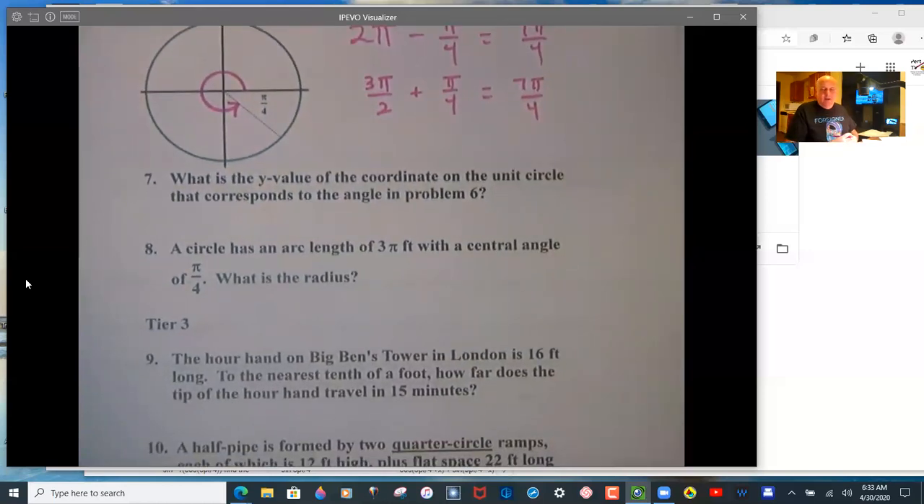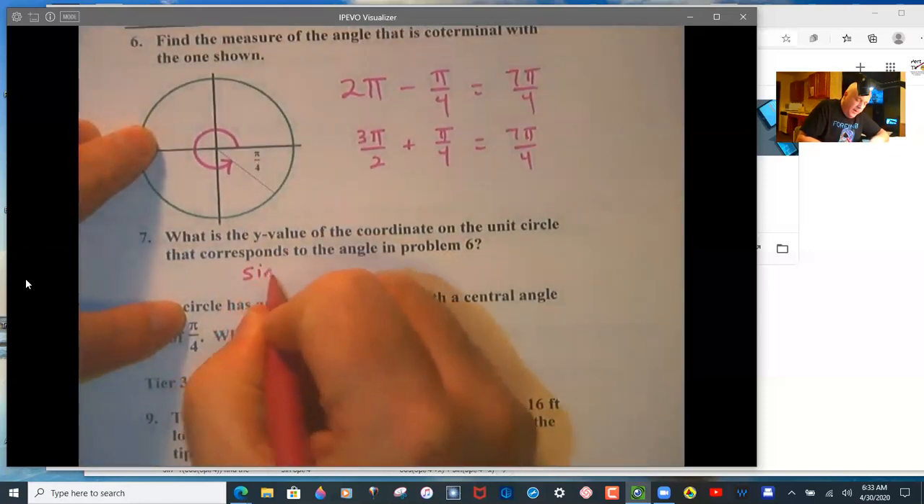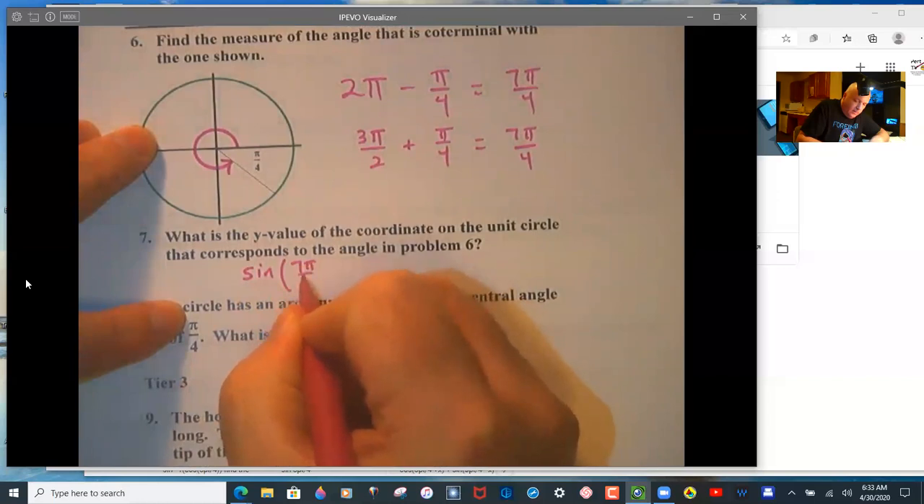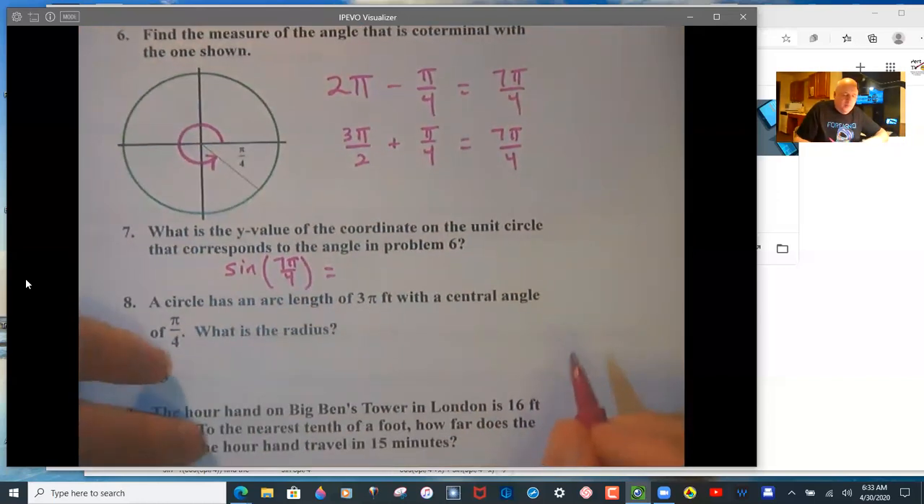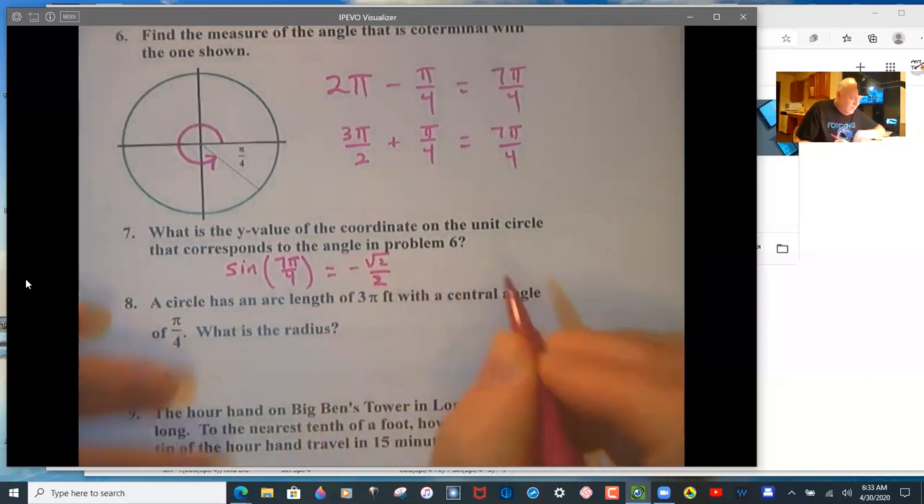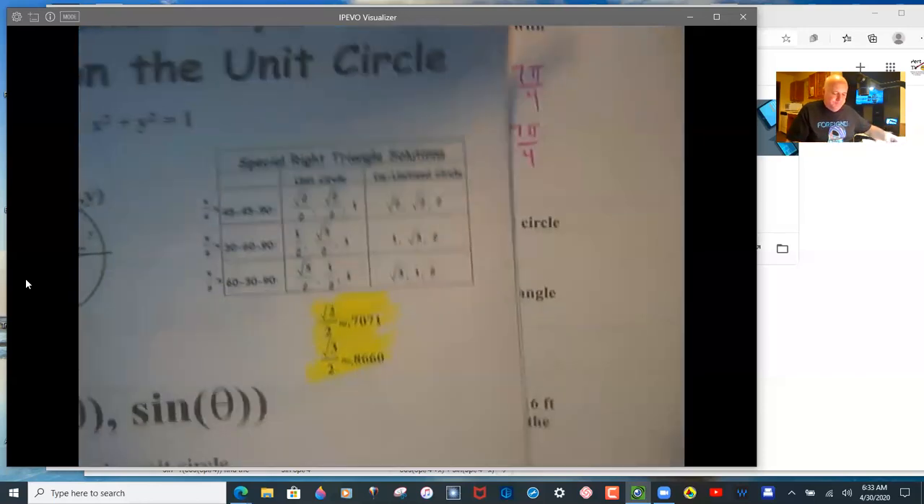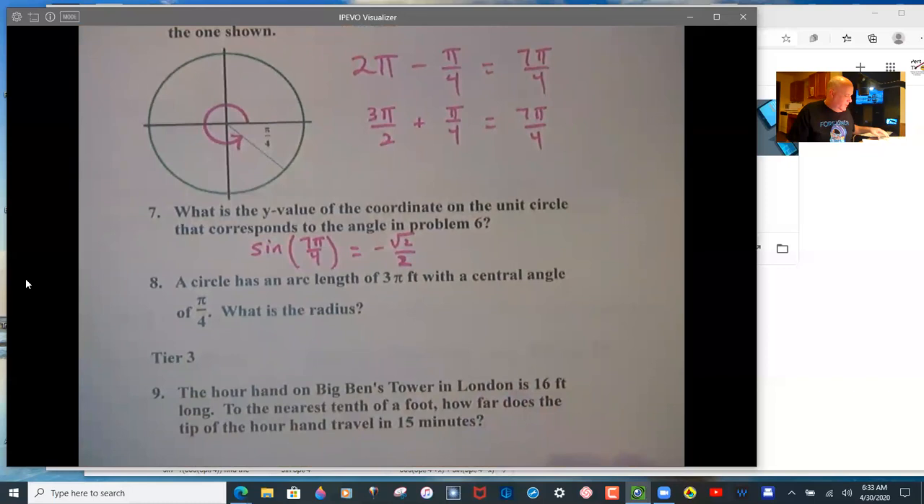Okay, what is the y value of the coordinate on the unit circle that corresponds to the angle in problem 6? So we are doing sine of 7 pi over 4. And that's going to be negative 0.7071, and so on and so forth. So we're going to just convert that, using this here, to negative square root of 2 over 2.